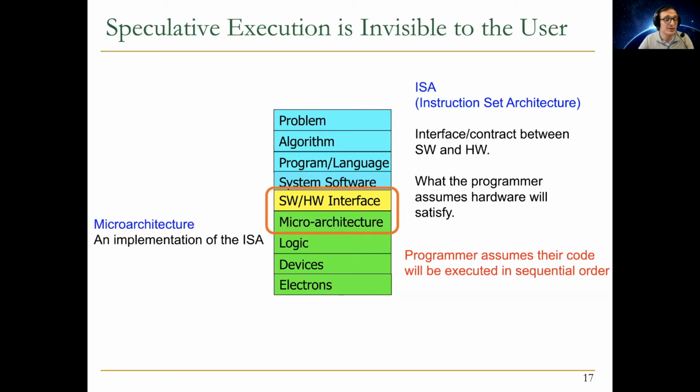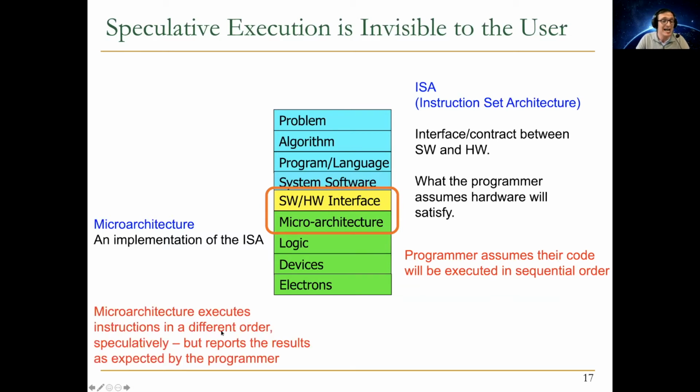Now, what the processor is doing underneath is it's implementing a microarchitecture. This ISA is implemented in such a way that instructions are executed in a different order than the programmer expects, but this different order is never exposed to the programmer. The programmer in the end sees the results in sequential order. And we're going to see exactly how this is done in real systems today.